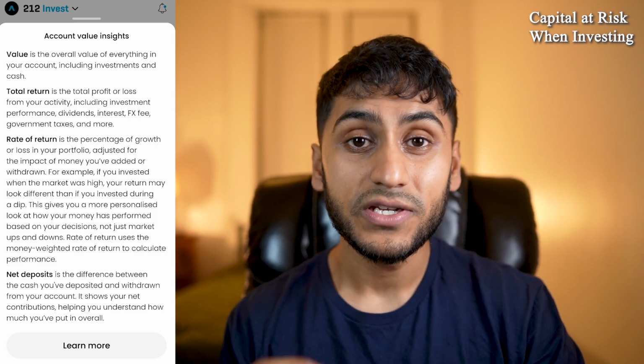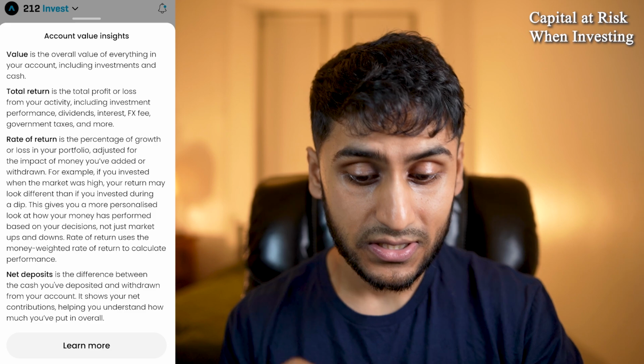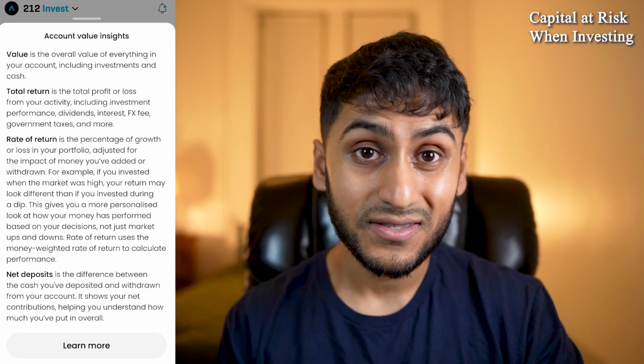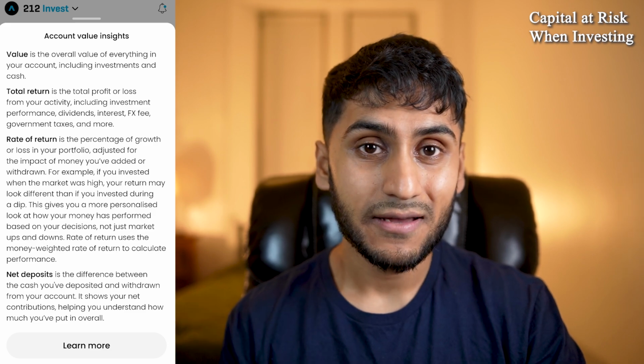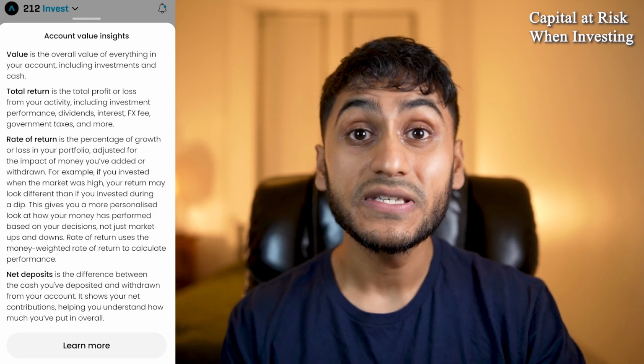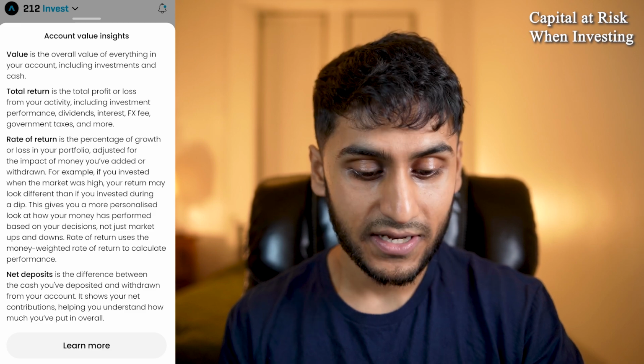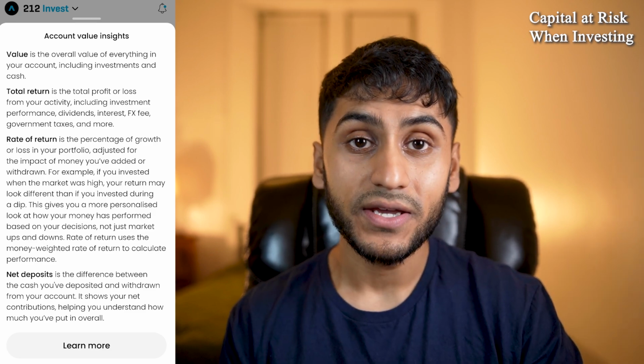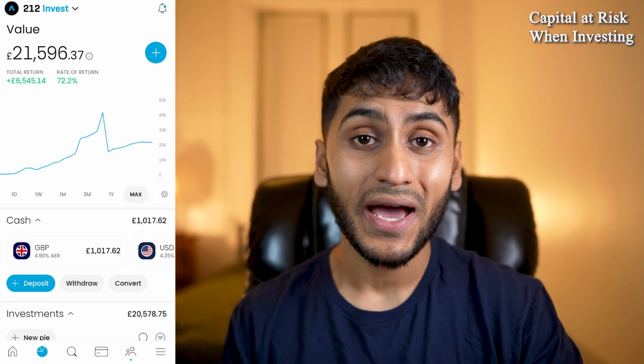So the money weighted rate of return basically gives you a more personalized look at how your money has performed based on your decisions, not just the market ups and downs. So like I said, the rate of return uses money weighted rate of return calculations instead of the previous one. Now there is also a new feature that you can add called a net deposit. So we're just going to add that right now.